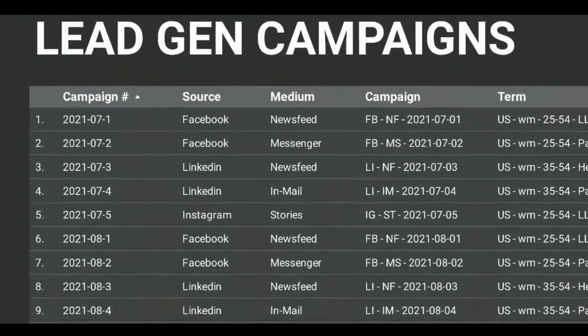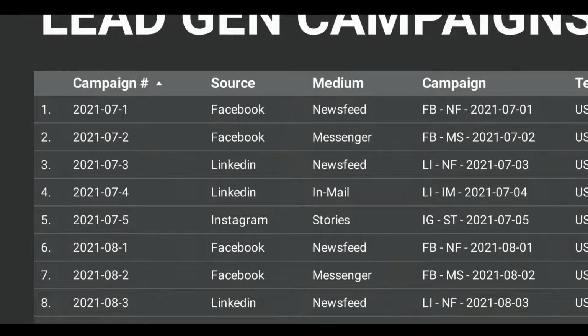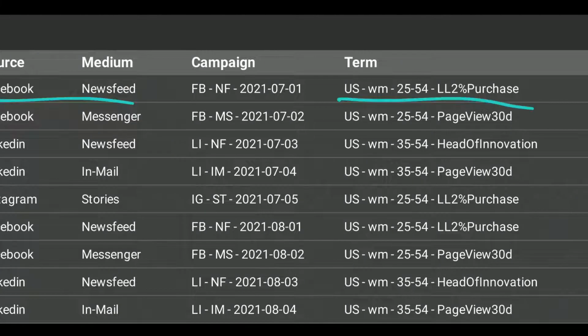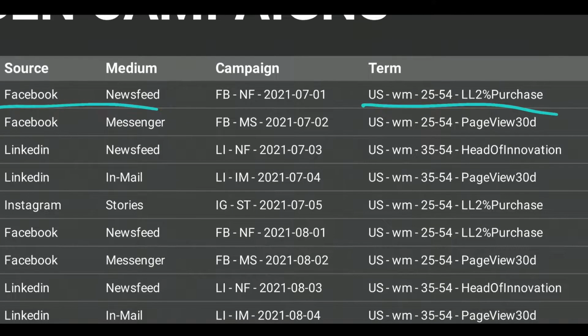If you look here, the first campaign was Facebook newsfeed with targeting lookalike audiences in the US, male and female, 25 to 54, of the people who already purchased. The second one is similar, but the medium is different. It goes directly into Messenger. It's a Messenger campaign with the people who have visited the website in the last 30 days. That assumes that you have the traffic. The fourth campaign is a LinkedIn campaign on the normal LinkedIn newsfeed where we target people with the title Head of Innovation. The next one is a LinkedIn in-mail campaign.